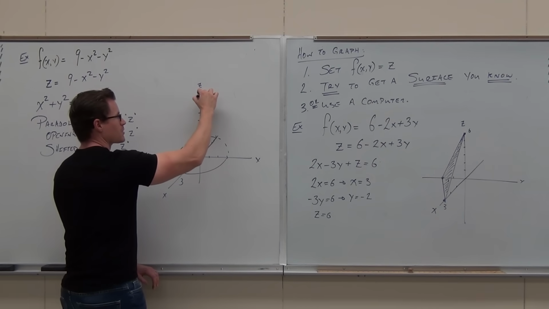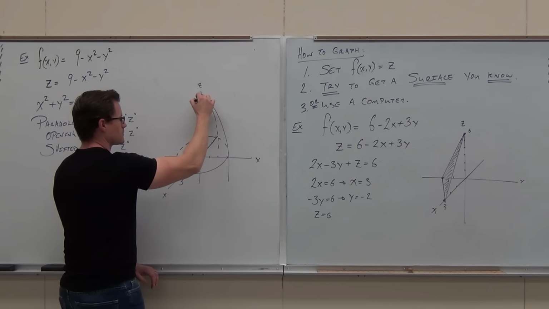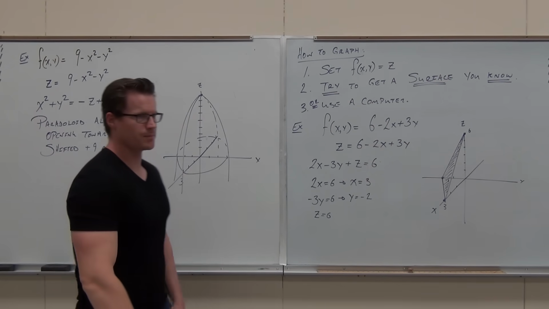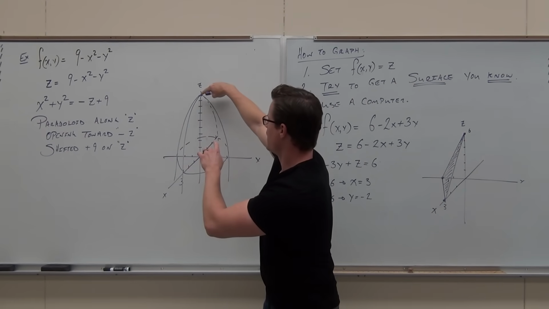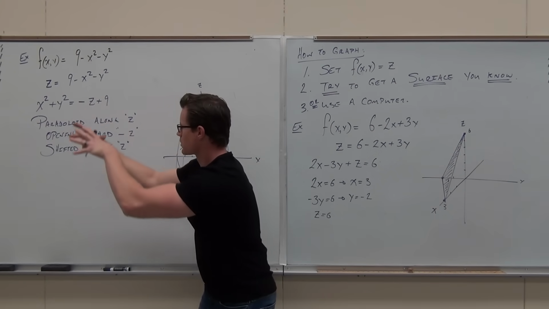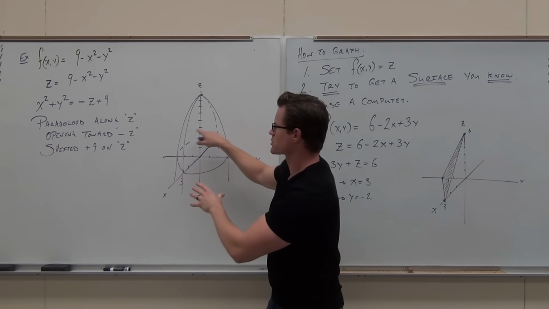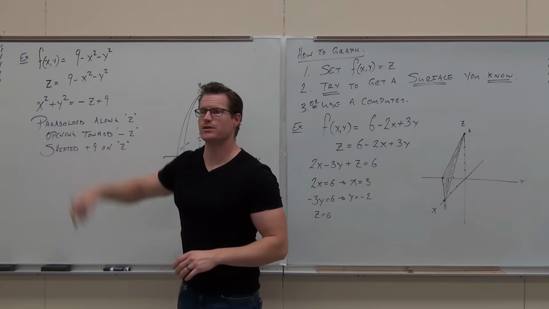We get this hyperboloid, sorry, paraboloid that does this. It starts at that point. It's opening toward the negative z, shifted up, and it's got this trace of a circle with a radius of 3 right on the xy plane. That's what that surface looks like.